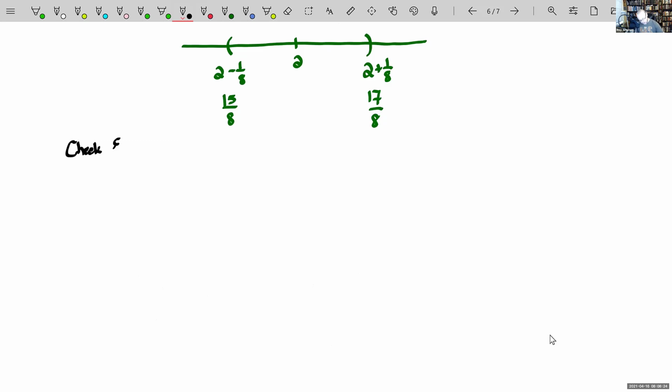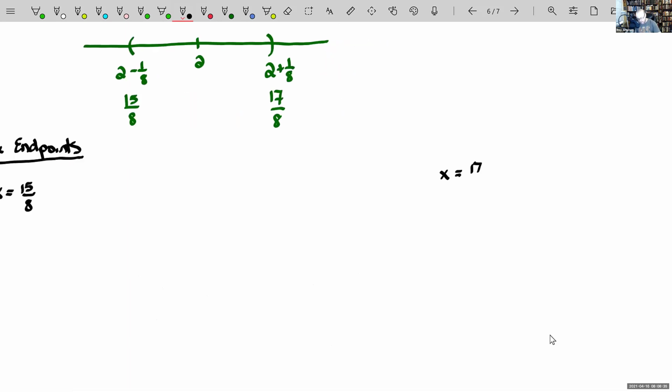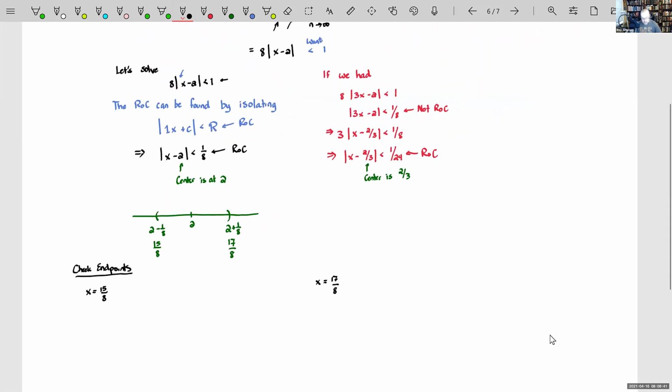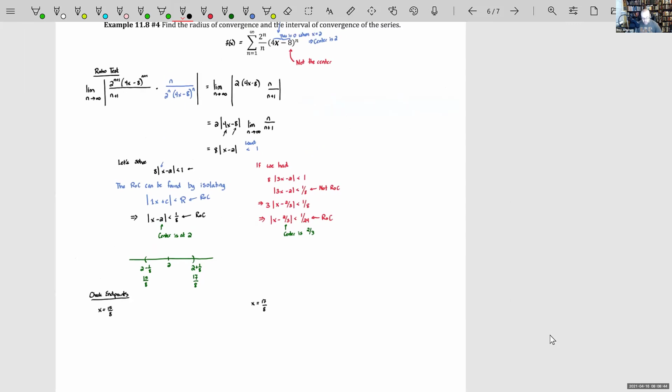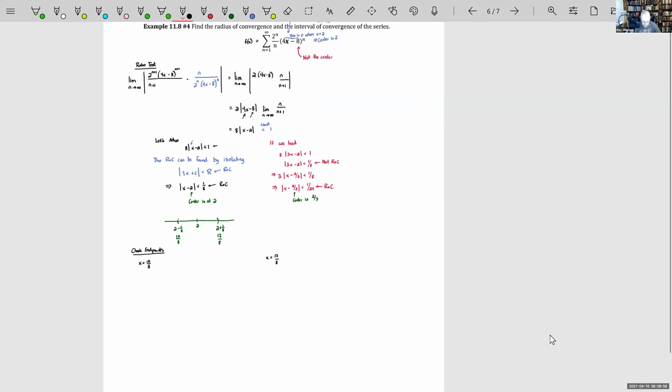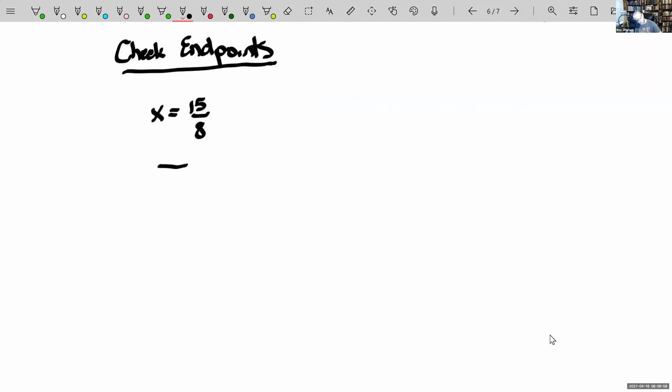Check endpoints for convergence, that is. So we have 2 endpoints, x equals 15/8, and then x equals 17/8. You're going to go back to your original power series and plug those values in for x. So our original power series was 2 to the nth over n times the quantity 4x minus 8 to the nth. That looks pretty terrible, right? So we'll just go ahead and do that. That was starting at 1. So we have the summation n equals 1 to infinity of 2 to the nth over n.